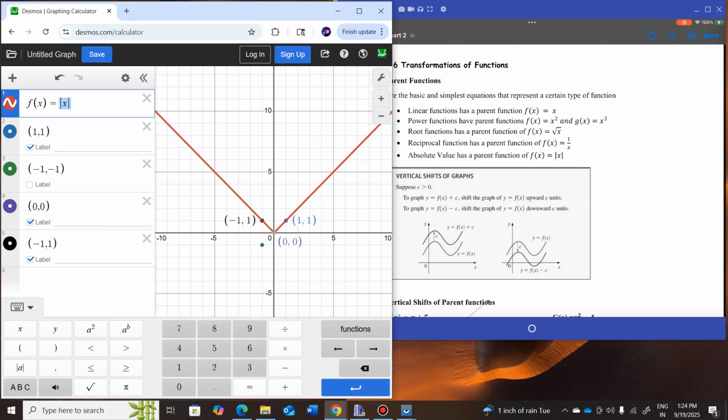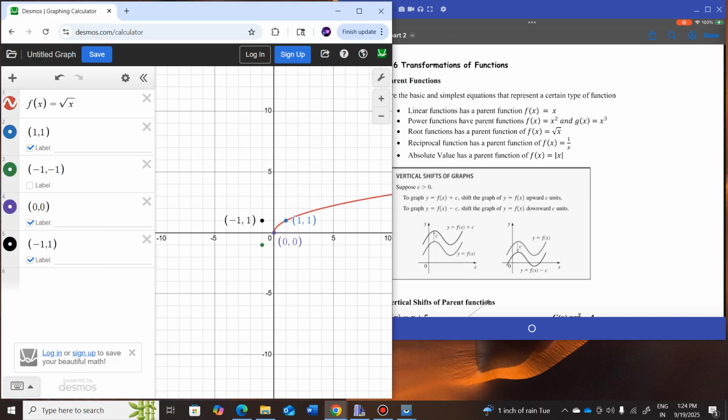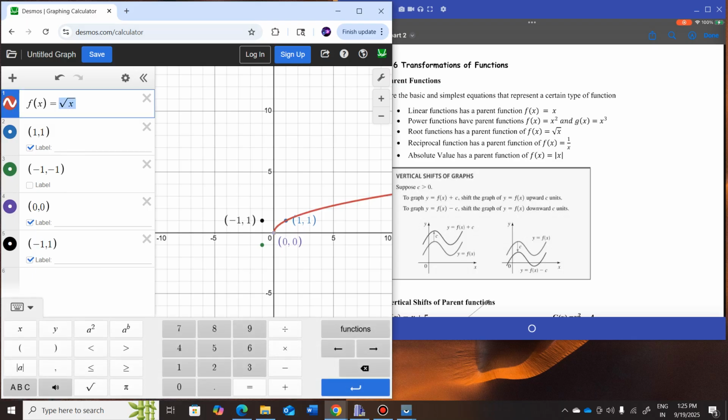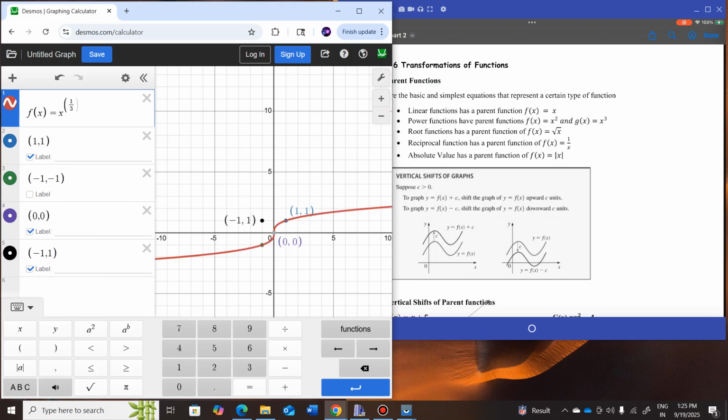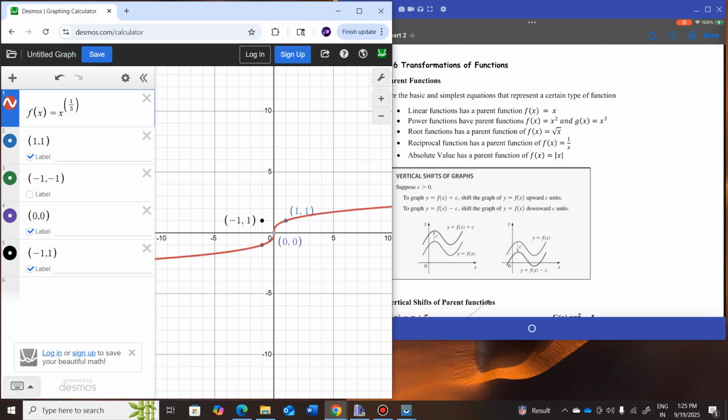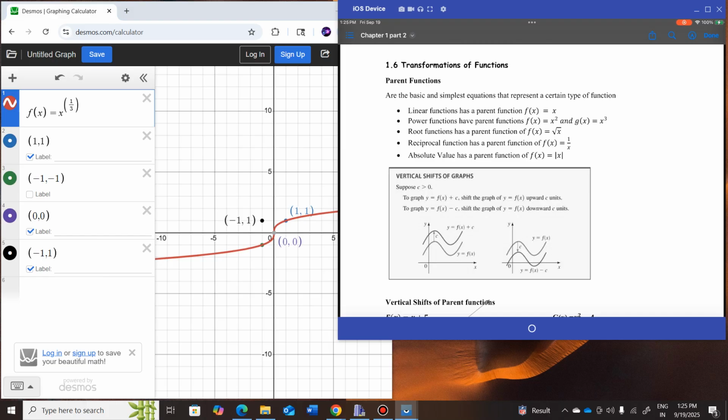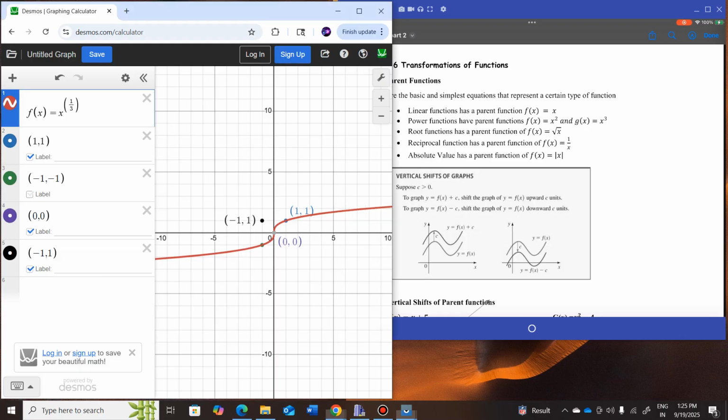Alright, and then we have a radical function, so square root of x. You can see it goes through 0, 0, kind of the end point there, and 1, 1. And it's just a radical function, so it just goes up. And we can look at a cube root, which is similar to a radical function, so x to the 1/3, and it's going to go through points negative 1, negative 1, 0, 0, and 1, 1. I didn't label that one anymore.